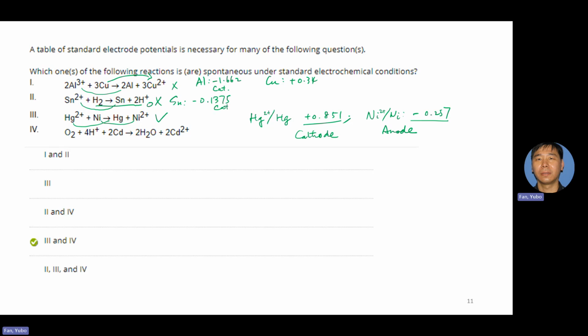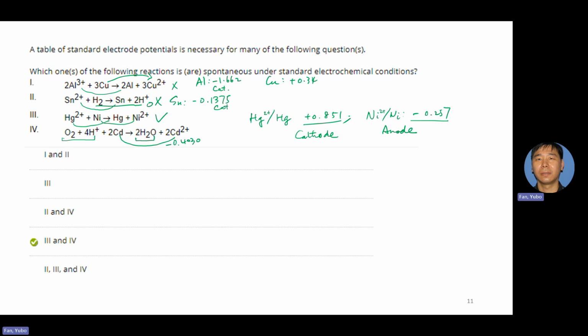The last reaction, O2 reacts with cadmium. So cadmium is oxidized in this reaction. Cadmium, we have its value already. Okay, cadmium is minus 0.4030. And for oxygen, it's more complicated.